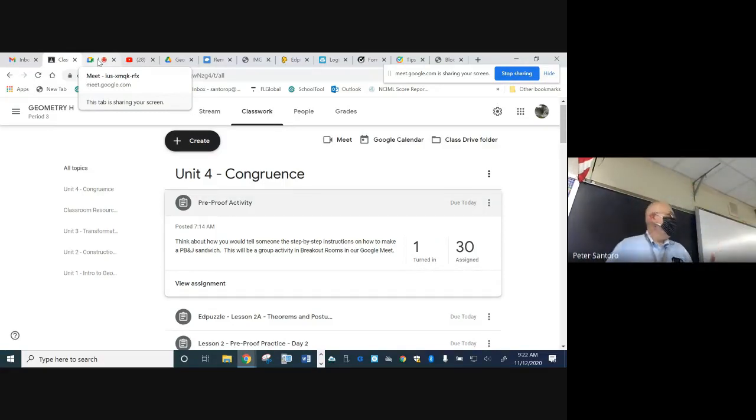So in each breakout room, decide who's going to write down the steps, okay? All right, pick somebody to write the steps down.